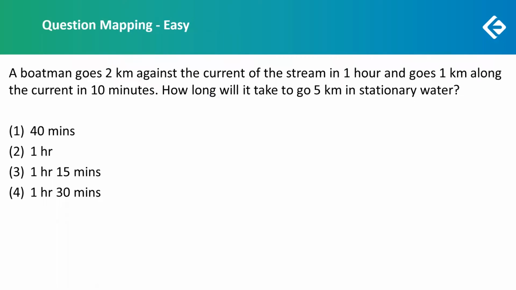So the first easy question was a time, speed, and distance question. We had information about a boatman going upstream, then going downstream. So using this information, we could have found the speed downstream and upstream. And therefore, we could have found his speed in stationary water and then found out how long it would have taken him to go 5 kilometers in stationary water. A very easy standard question that should not have been missed.